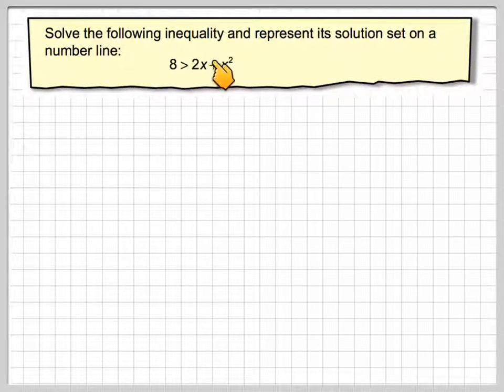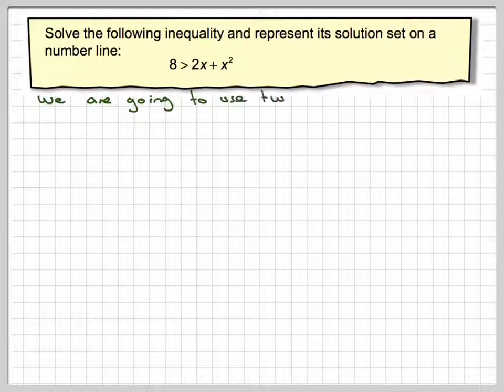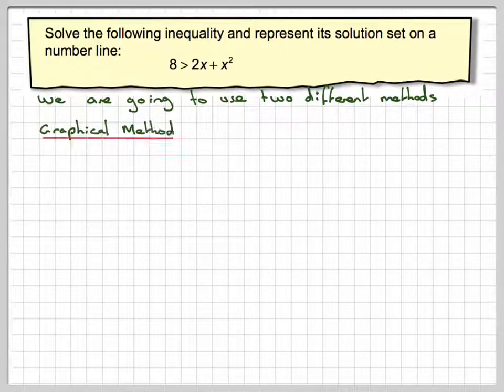Right, solve the following inequality and represent its solution set on a number line. So we've got x is greater than 2x plus x squared. I'm going to show you different ways of doing this. We're going to use two different methods. Let's look at a graphical method first of all.